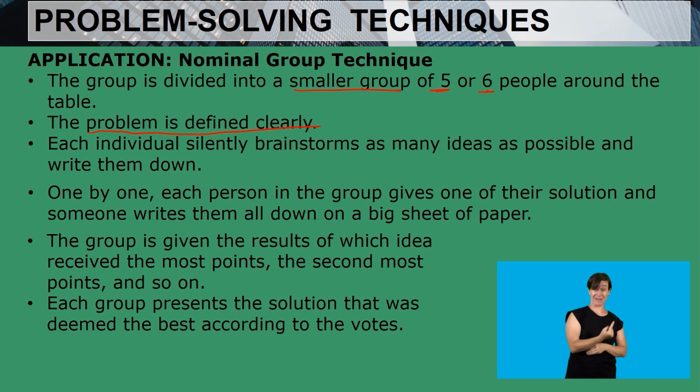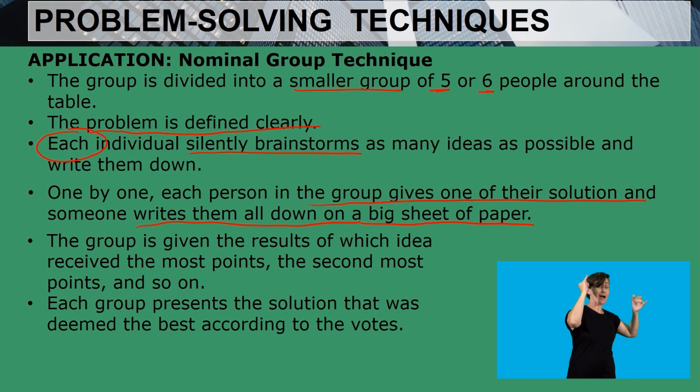Thereafter, each individual will silently brainstorm as many ideas as possible, then they write them down. So each individual, meaning everybody, will then be given a chance to brainstorm silently. Right, and then next, one by one, each person in the group gives one of their solutions and someone writes them all down on a big sheet of paper. So can you see that everybody is given an opportunity to participate in this technique?